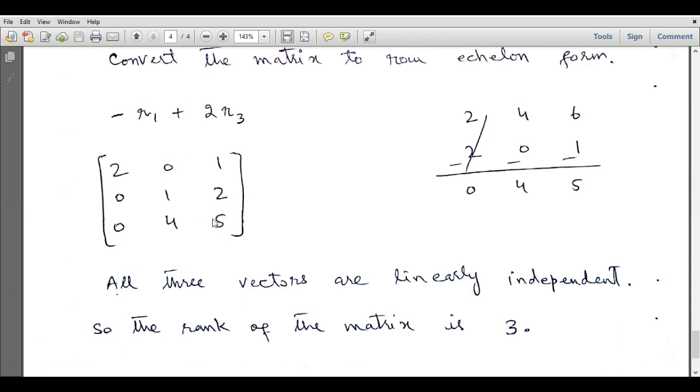It means if we try to make this entry equal to 0, this entry will be non-zero, and as a result, we won't have any row of complete zeros. So that's why all the vectors in this matrix are linearly independent, and so the matrix rank will be equal to 3, or we can say that this is a full rank matrix.